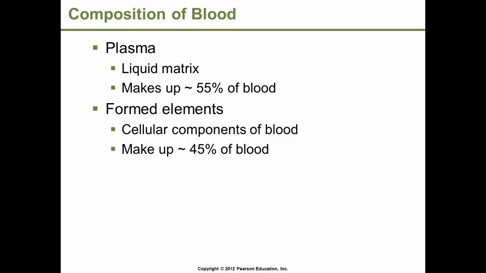Plasma also carries away the metabolic waste. The urea from protein breakdown and uric acid from nucleotide breakdown are transported to the kidneys. Carbon dioxide from cells, from cellular respiration as a waste product, is transported to the lungs and exhaled. The formed elements are the cellular components of the blood, and they make up 45% of the blood.